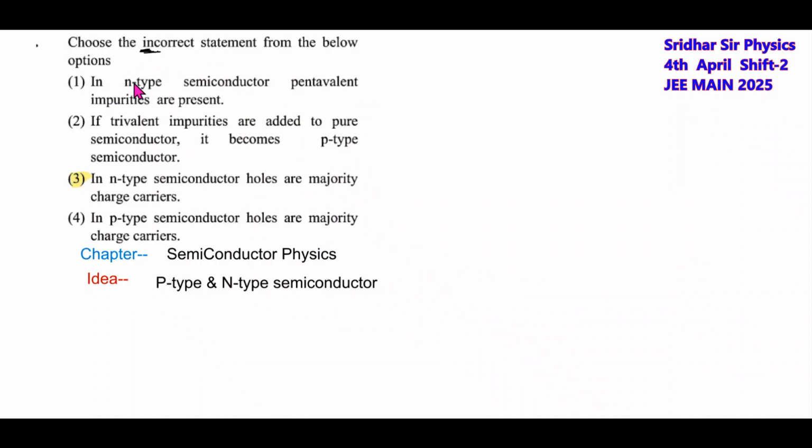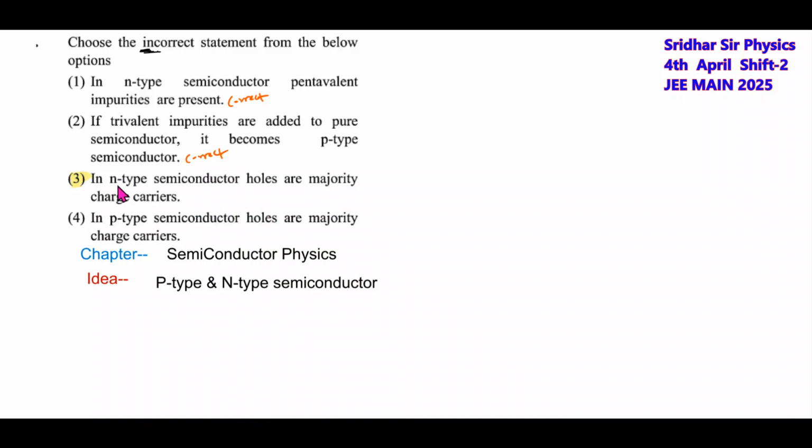In n-type, pentavalent impurities are present. In fact, what is n-type? Where pentavalent impurities are added, it becomes an n-type semiconductor. Then what is a p-type semiconductor? Where trivalent impurities are added to a pure semiconductor, it becomes a p-type semiconductor. So this is a correct statement.